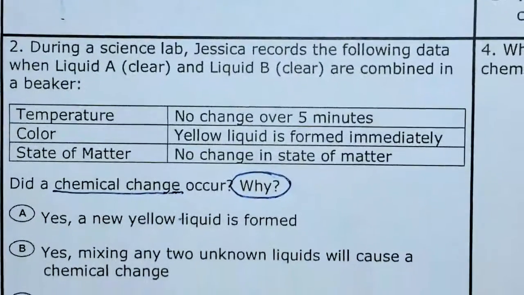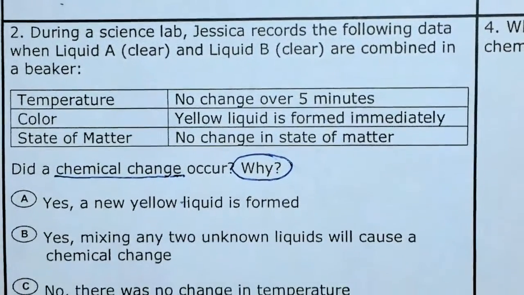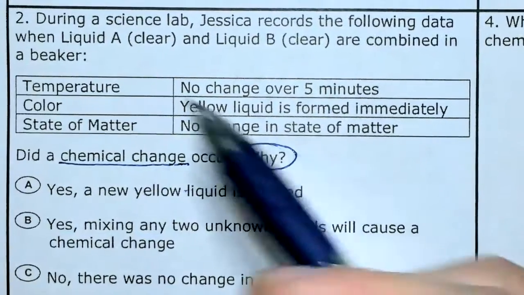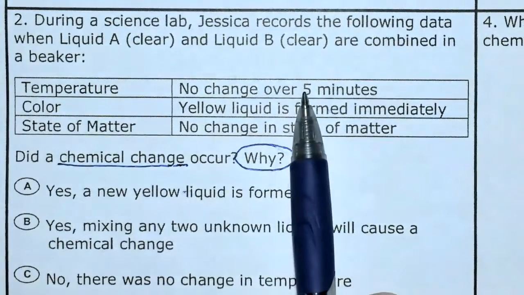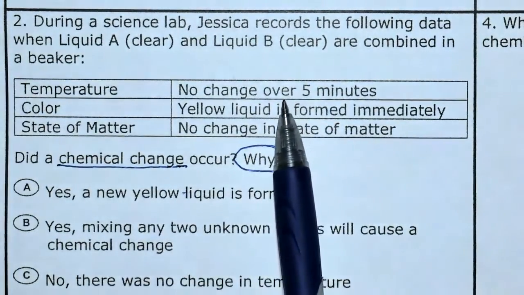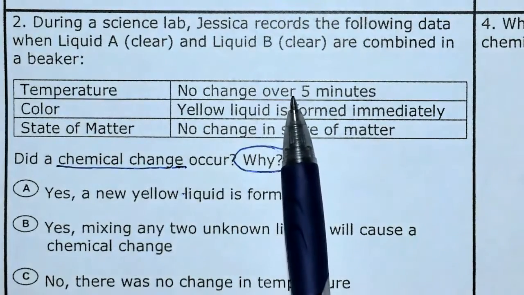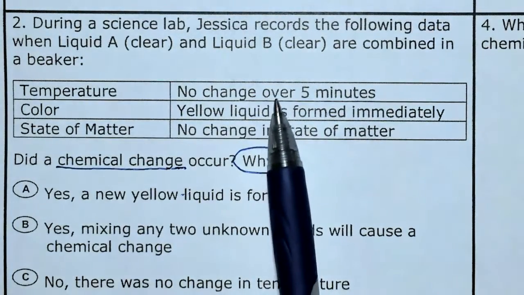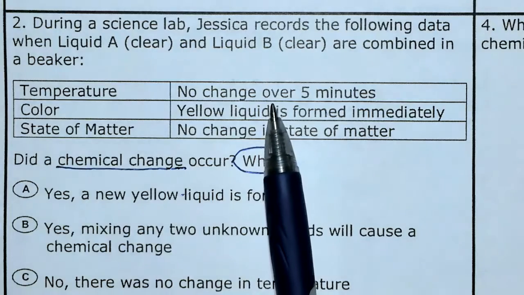Number 2, during a science lab, Jessica records the following data. When a clear liquid A is combined with clear liquid B, here are the things that happen. Temperature didn't change for over 5 minutes, all right? So for over 5 minutes, nothing happened, but temperature did eventually change. But that could just be due to the room temperature in the environment that you're in. Could be getting to room temperature, okay?